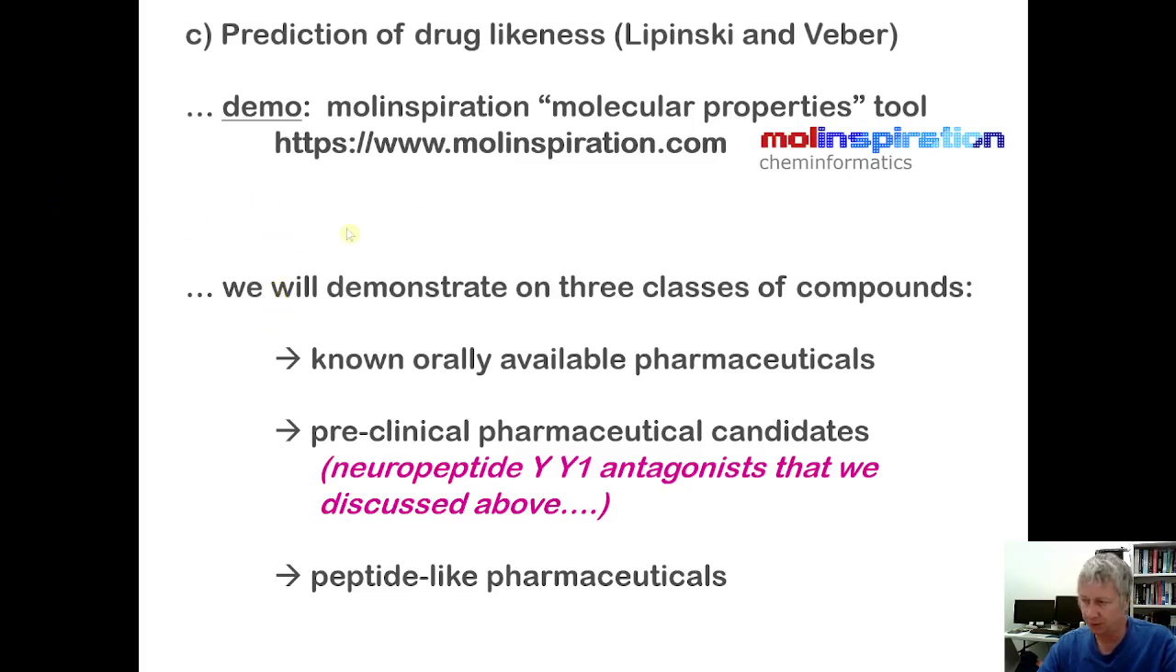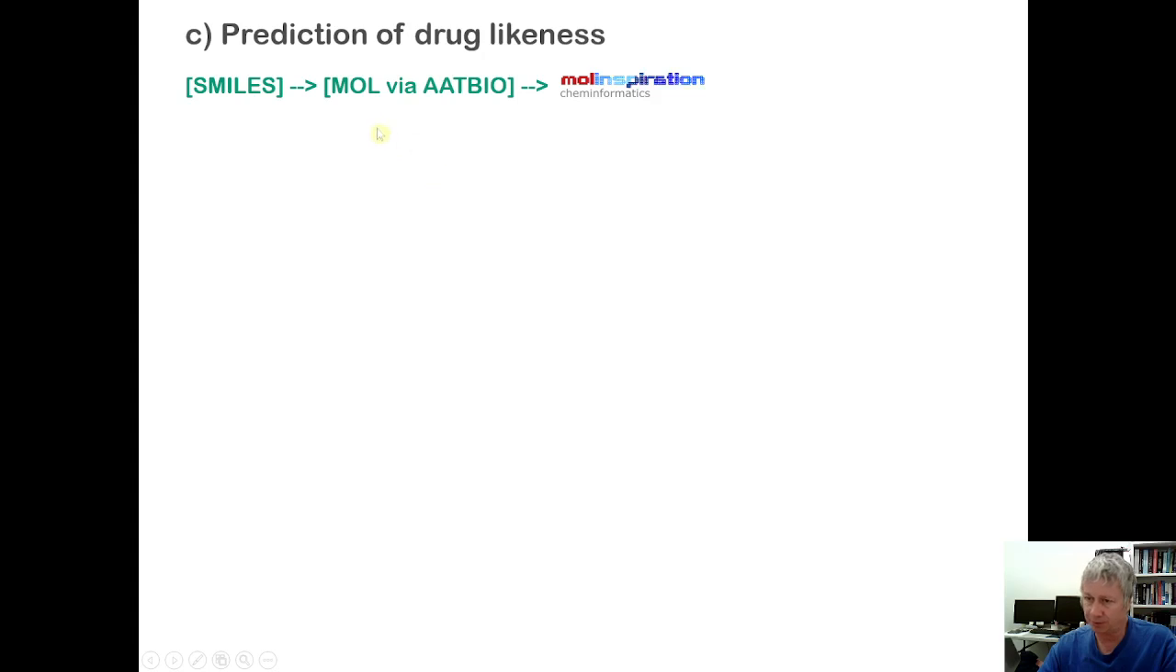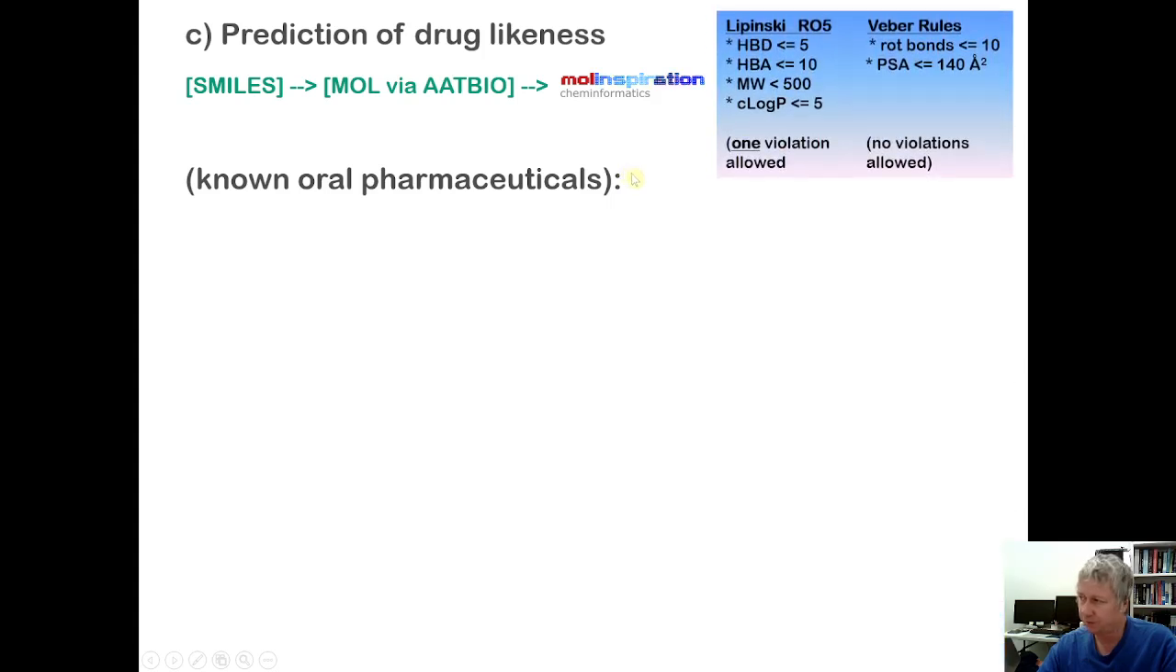Okay, so let's get going on some examples now. So again, the workflow, we're going to go from smiles to a mole file using the AAT bio tool. We'll show how to do that, and we're going to paste that into the Mole Inspiration tool. Okay. So we're going to do some known oral pharmaceuticals first. This is a reminder of what the Lipinski rule of 5 says, and also what the Weber rules say for drug likeness. And these parameters are calculated for us, so that is easy.